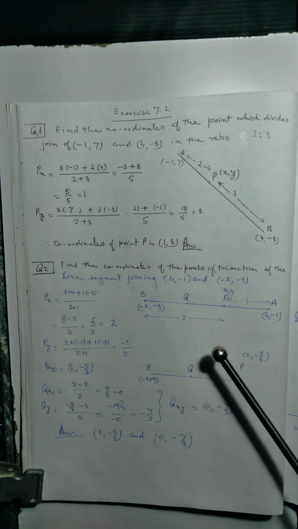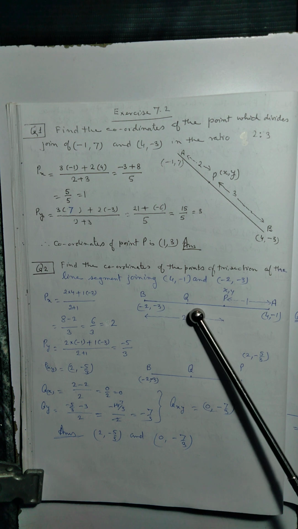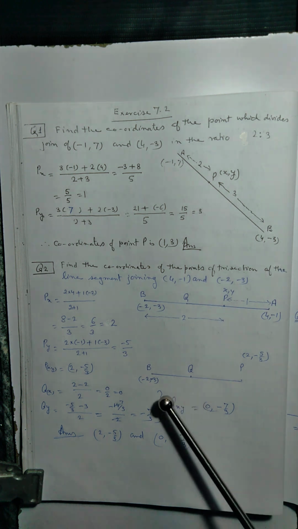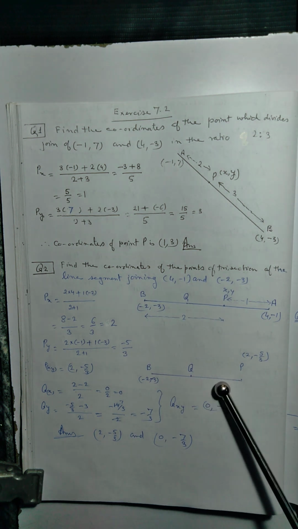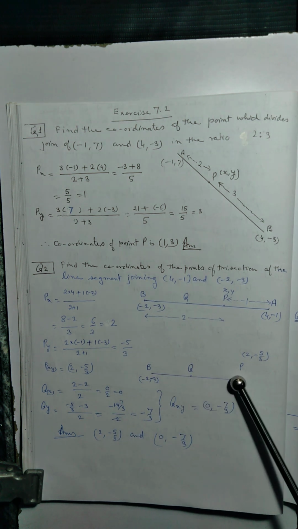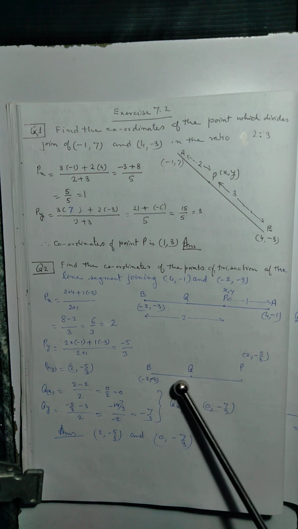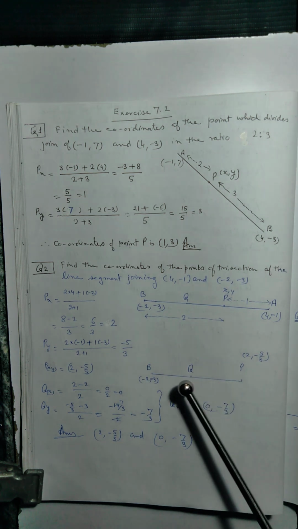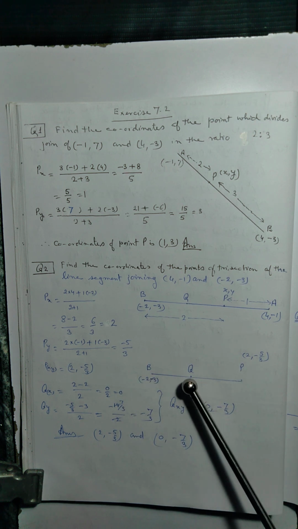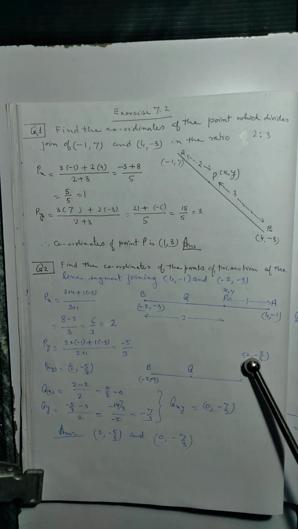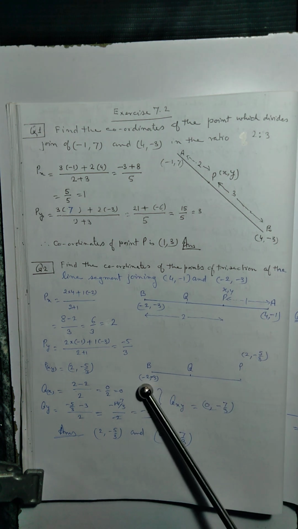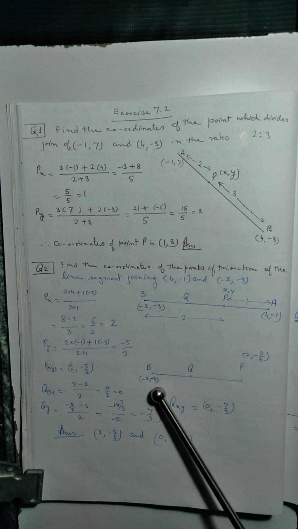Now in order to get the coordinates of the point Q, in this portion you will just take BQ and QP. Q will be in between, so Q will be the midpoint of BP or PB. In order to get the midpoint, what we have to do is add the x coordinates of B and P and divide by 2.